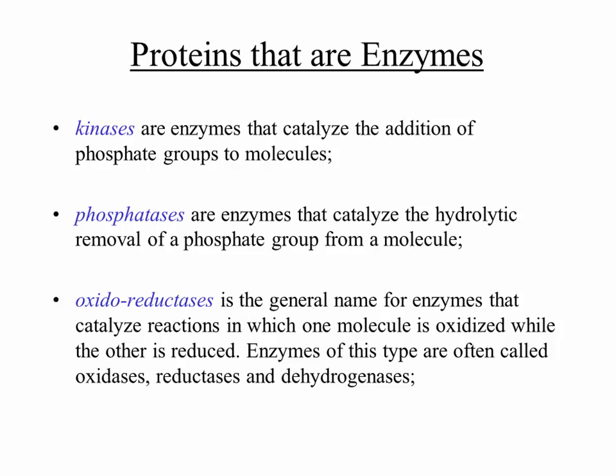Oxidoreductases is a general name for enzymes that catalyze reactions in which one molecule is oxidized while the other is reduced. I talked about oxidation and reduction earlier, and I said they occur together, so you have what are called redox reactions. Oxidases are things that bring about oxidation, reductases are things that bring about reduction. Enzymes of this type are often called oxidases, then reductases, and sometimes they are also called dehydrogenases because they remove hydrogen.